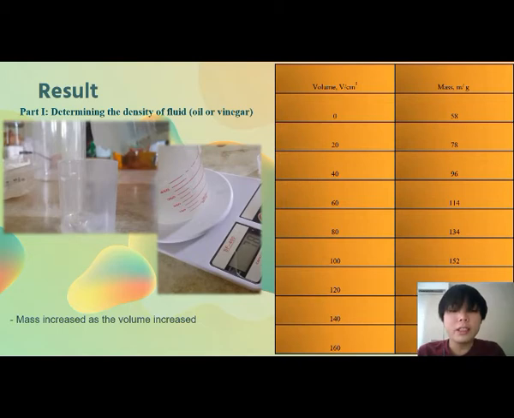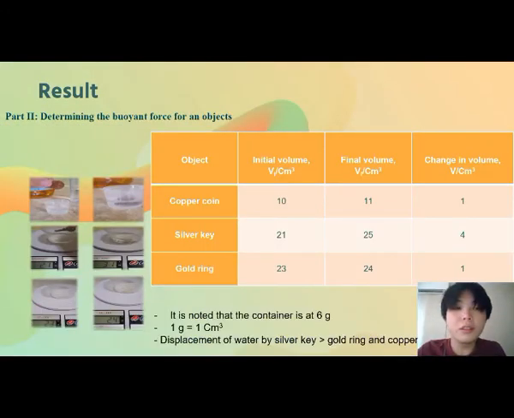Hence it is safe to assume that the mass increases as the volume increases for the vinegar that we chose as the mechanical fluid. The density of the fluid will be explained by my next teammate, Elizabeth. Before that, we continue with the next slide, part 2 of the results, which is determining the buoyant force of the object.